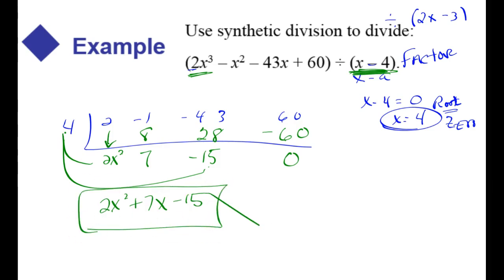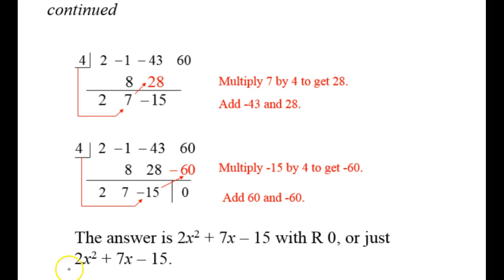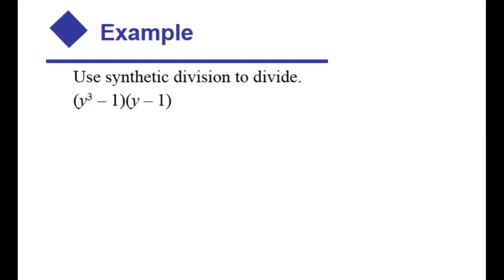So that's the final answer. Here's how the book is explaining it. And they get the same solution that we did. Let's try again. Again, the divisor is x minus 1. So if I set y minus 1 equal to 0, I'm going to synthetically divide by a 1. So I'll say 1 is the root.